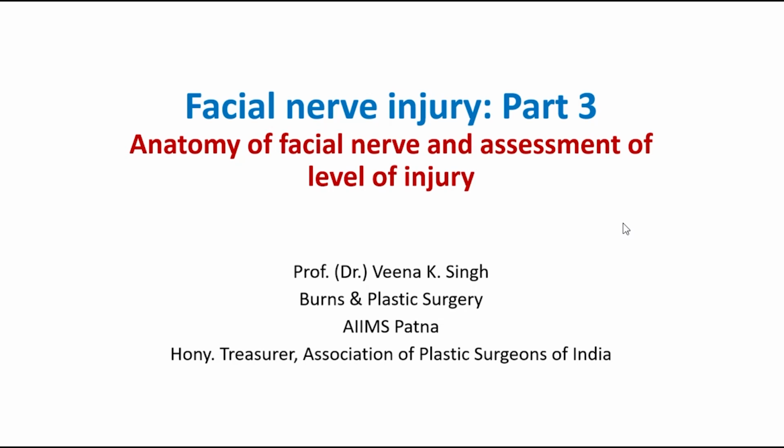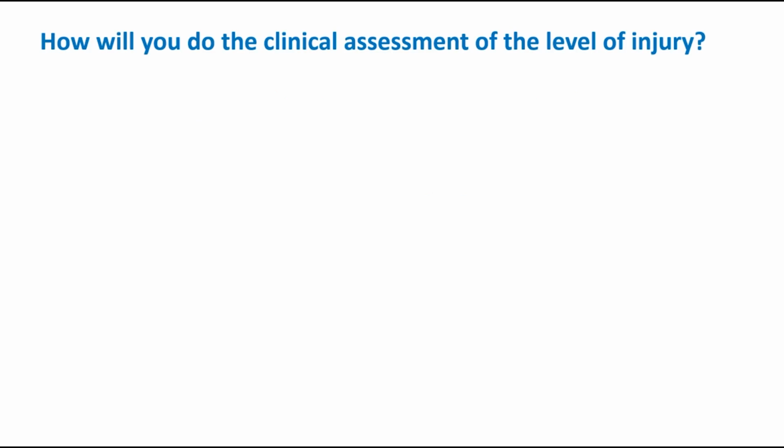In the previous part 1 and part 2 of facial nerve injury, you have come to know about the detailed history, the examination, the investigation, and the management of a patient suffering from facial nerve injury. In this part 3, you must be able to recall the entire course of the facial nerve and its applied anatomy to the face. And you should also know how to assess the level of injury clinically. So the first question is: how will you do the clinical assessment of the level of injury?